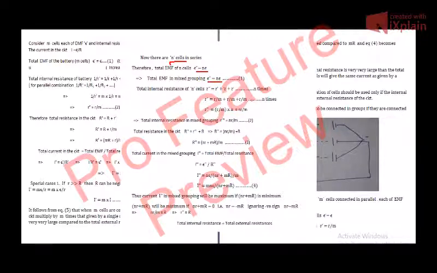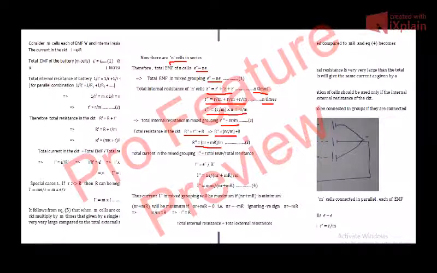Total internal resistance of N cells, R double dash is equal to R dash plus R dash plus R dash. That is R double dash is equal to R by M plus R by M plus R by M. R double dash is equal to R by M into N is equal to N R by M. So total internal resistance in mixed grouping R double dash is equal to N R by M. So total resistance in the circuit will be, they are in series, R double dash plus R. This implies total resistance is equal to N R by M plus R. That's equal to N R plus M R, whole divided by M.